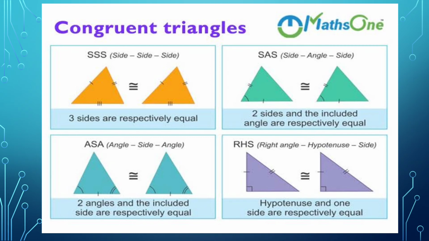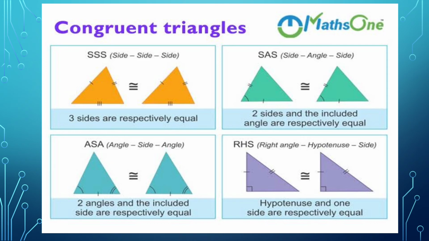And RHS means right angle, hypotenuse, side. As we already know, in a right angled triangle, the side opposite the right angle is the hypotenuse. So the hypotenuse and one side are respectively equal. Two right angled triangles are congruent if the hypotenuse and one side of the first triangle are respectively equal to the hypotenuse and one side of the second triangle.